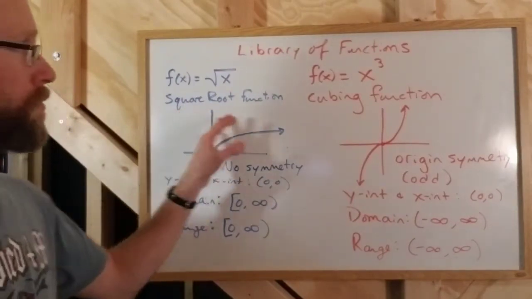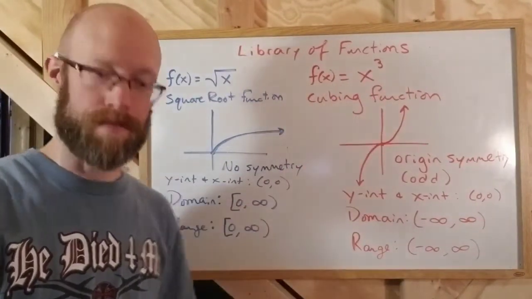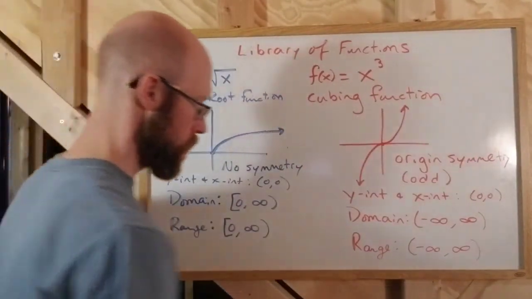Okay, so that gives us our square root function. Related to the square root, we're going to have a cube root. Okay, so the cube root function is the next one on the list.